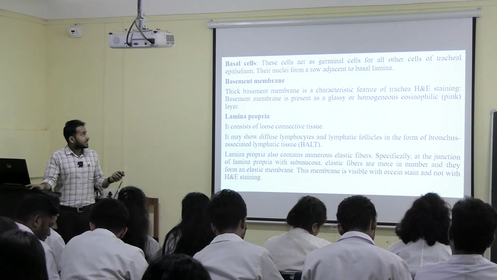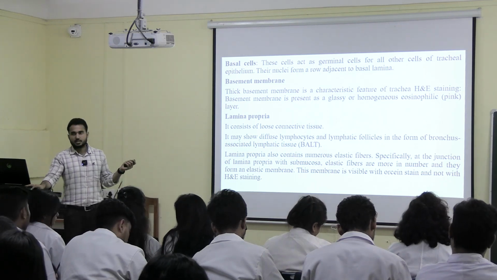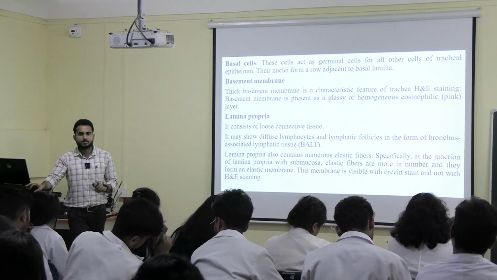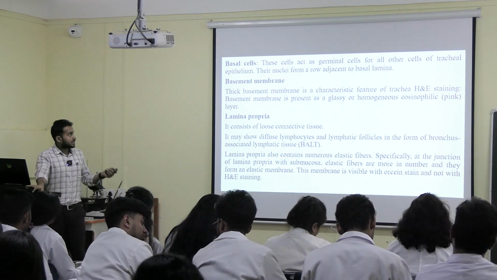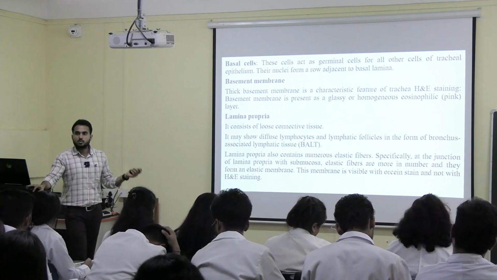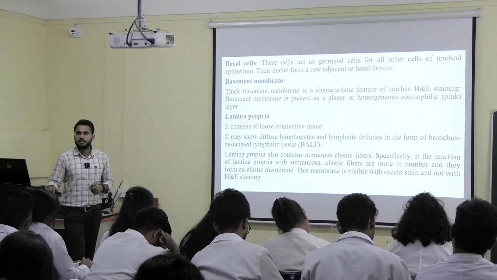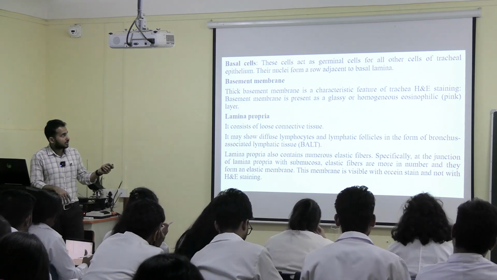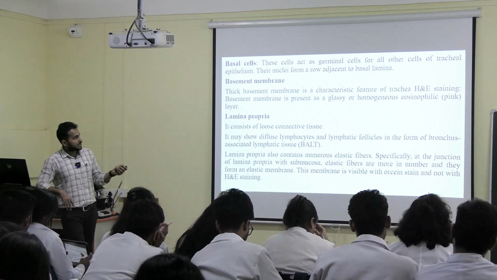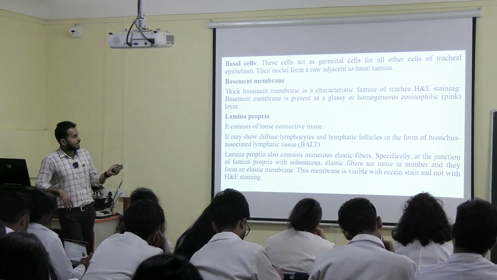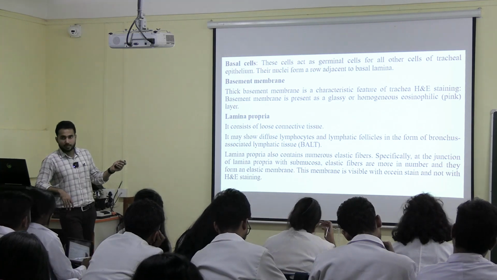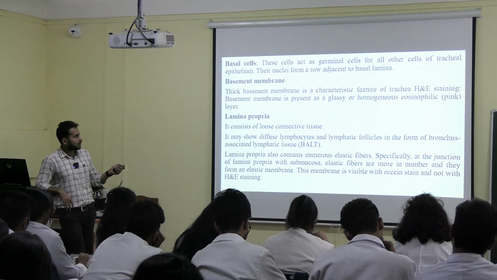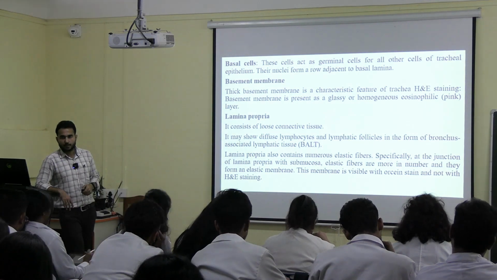Another type of cells are there, called the basal cells. These have stem cell functions. Next, the basement membrane is there. As you know, if there is any lining epithelium, it needs a basement membrane. The basement membrane presents a glassy homogeneous eosinophilic layer. Below the basement membrane, a loose connective tissue layer is present, that is called lamina propria.